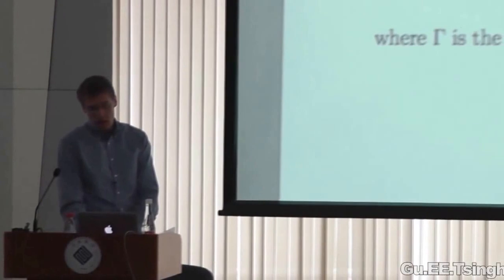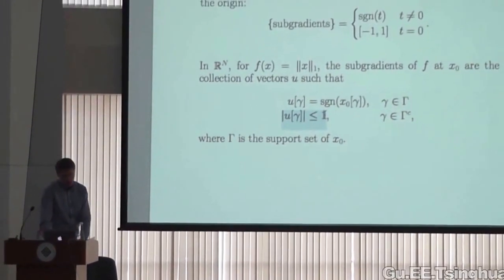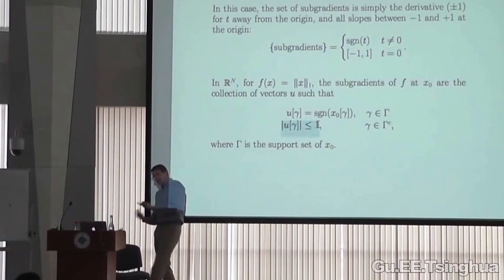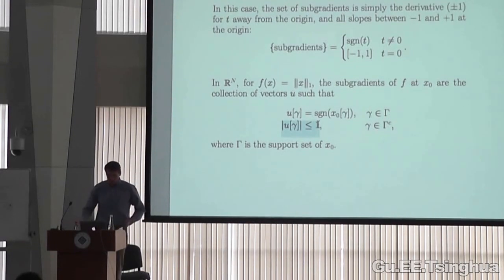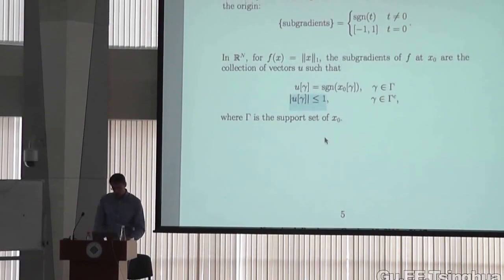This means u of gamma equals plus or minus 1 at those points. And where x is equal to 0, the entries of this u vector have magnitude less than 1. They can be anything there and still be in this, quote-unquote, subgradient set. Okay, so that's what it means. So basically, what are we looking for now?